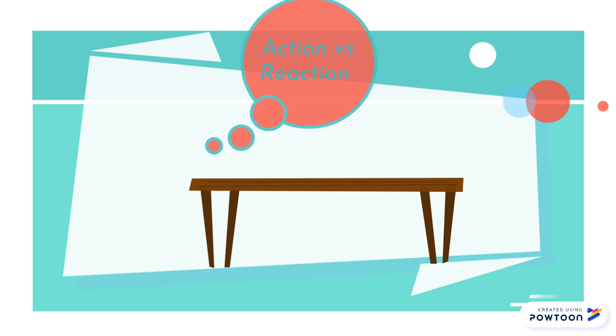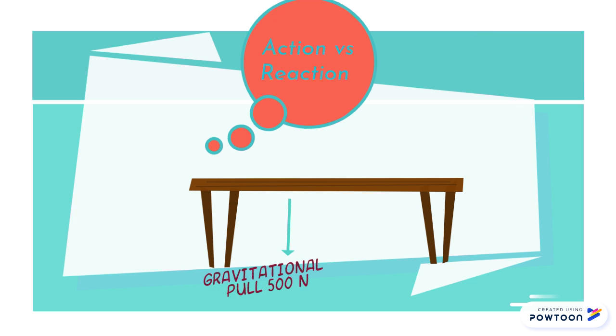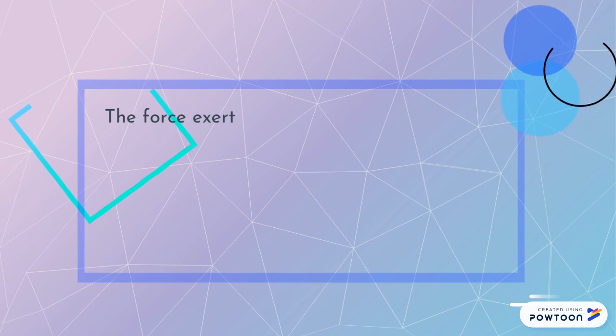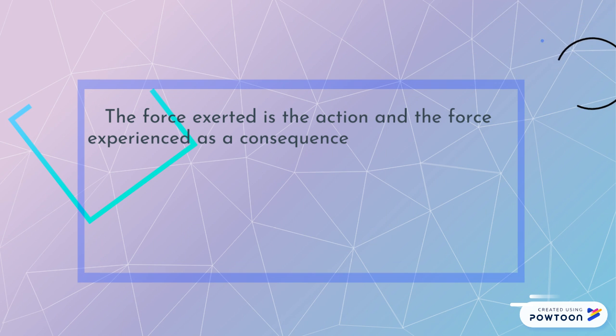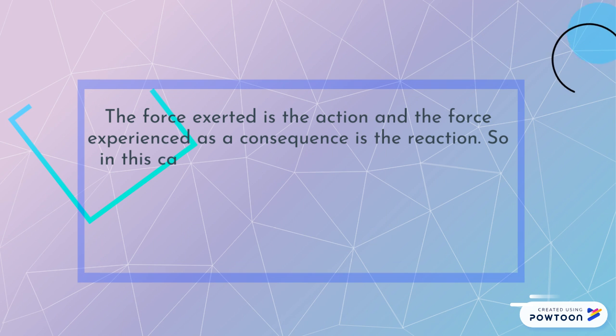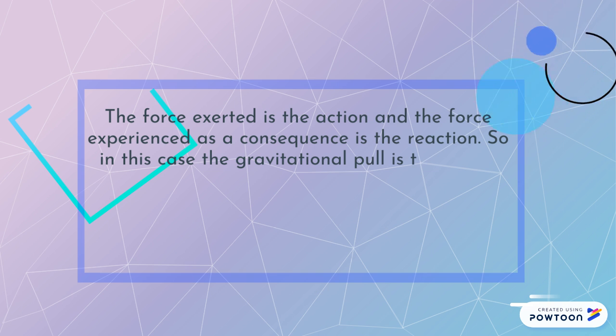Let's jump back to where the table was at rest. In order for the table to remain at rest, a gravitational pull of 500 newtons was equal to the upward push of the ground on the legs of the table. The force exerted is the action and the force experienced as a consequence is a reaction. So in this case, the gravitational pull is the action and the ground pushing upwards is a reaction.